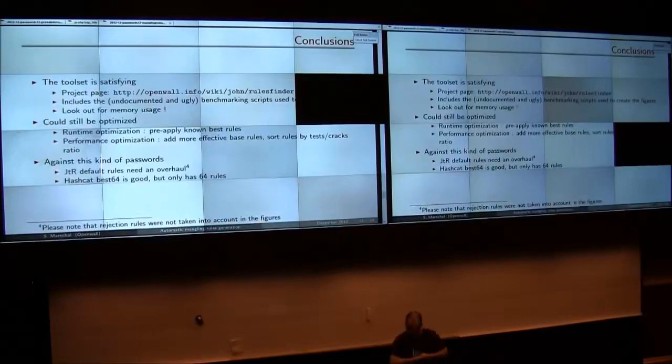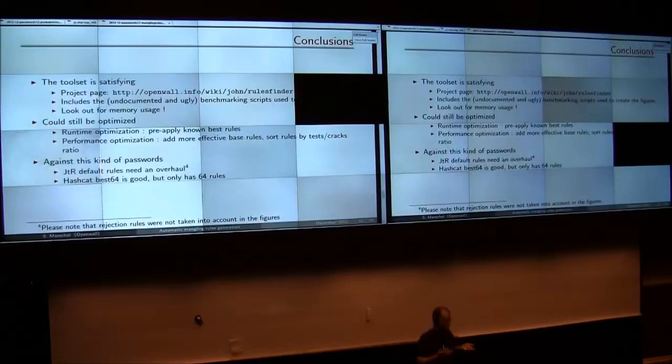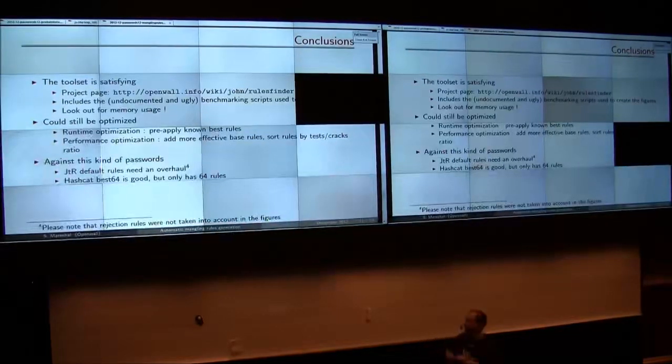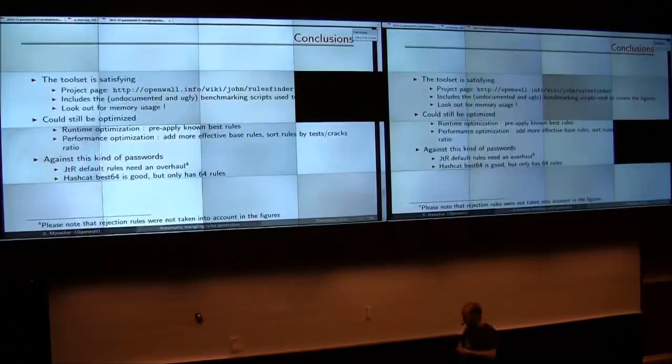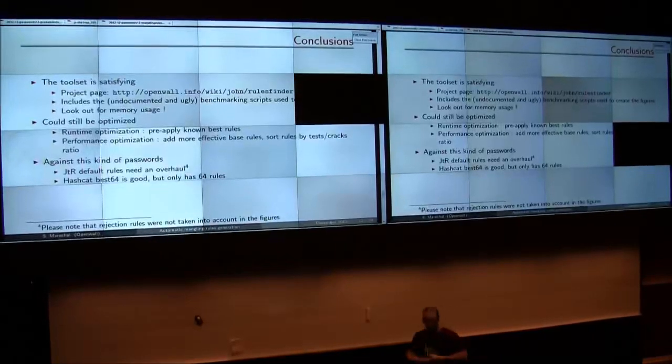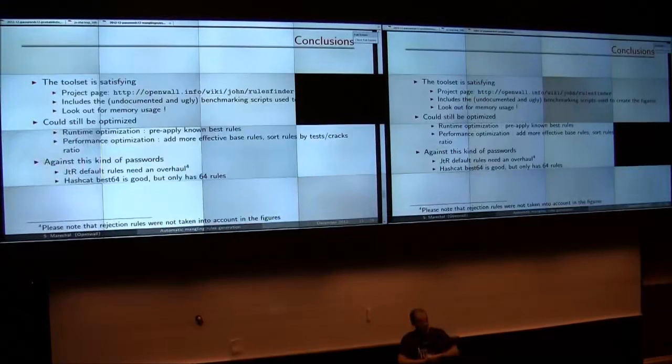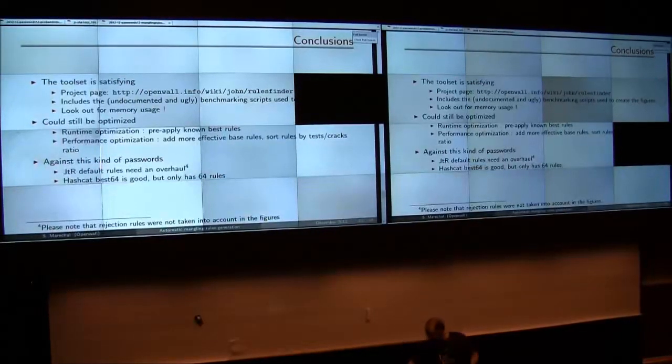Finally, against public leaks, it seems that John the Ripper default rules need an overhaul. And also, hashcat best64 performed extremely well, but there are only 64 rules, and they need more. So that's it.